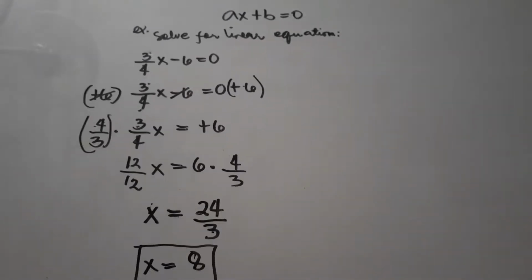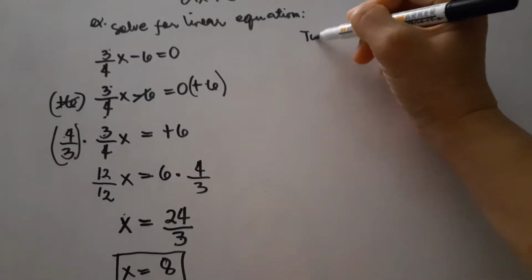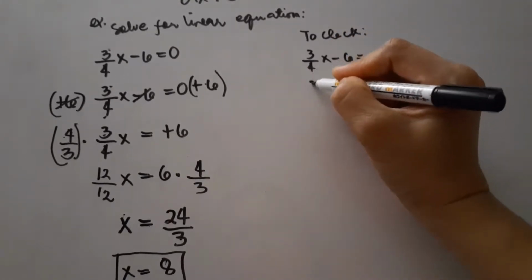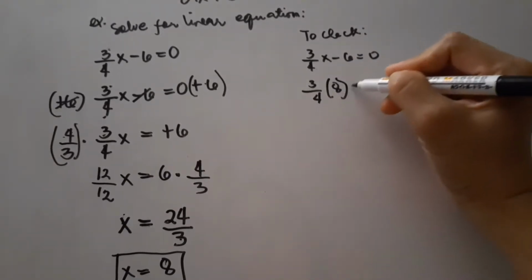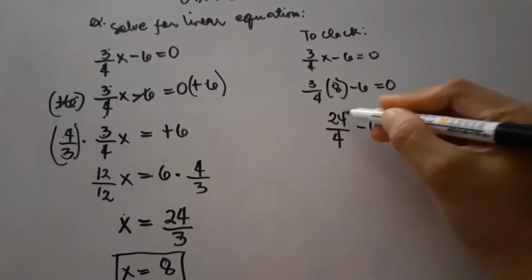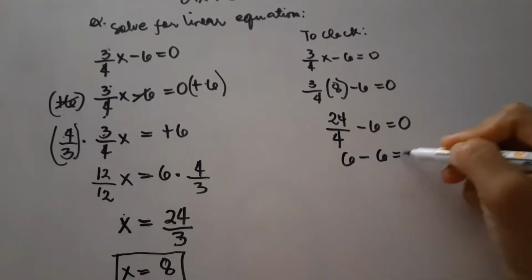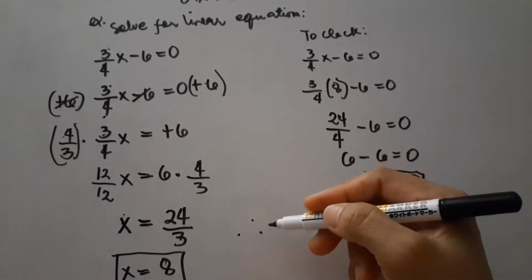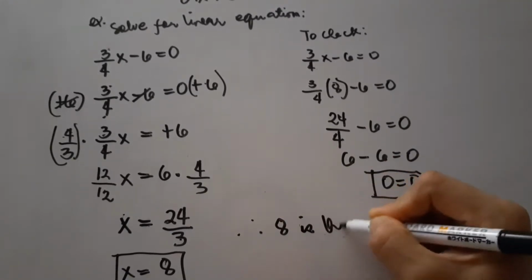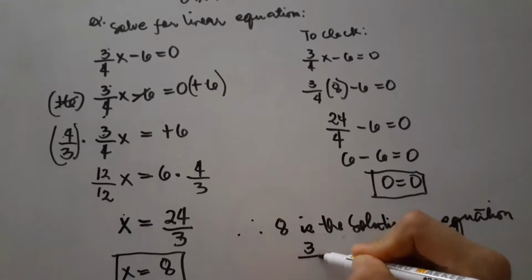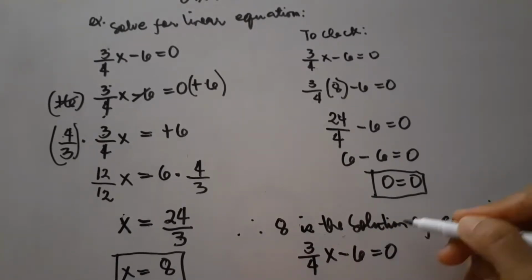And then, to check, we should use the distribution property, which we can distribute the value of x, the unknown variable. So we have 3/4 of x minus 6 is equal to 0. So we have 3/4, the value of x, we substitute which is 8, and then minus 6 is equal to 0. Then 8 times 3 becomes 24 over 4 minus 6. So 24 divided by 4 is equal to 6. Then 6 minus 6 is equal to 0. Therefore, 8 is the solution of the equation 3/4 x minus 6 is equal to 0.